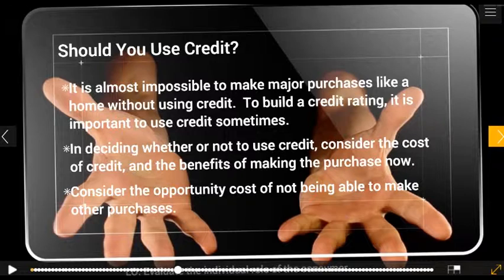It is almost impossible to make major purchases like a home without using credit. To build a credit rating, it is important to use credit sometimes. In deciding whether or not to use credit, consider the cost of credit and the benefits of making the purchase now. Consider the opportunity cost of not being able to make other purchases.